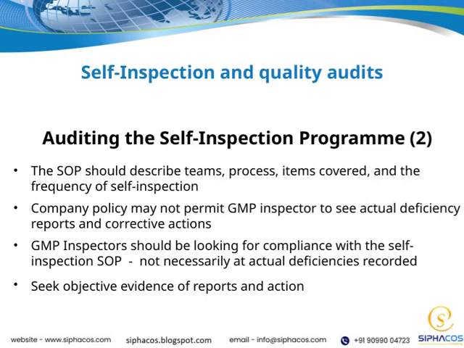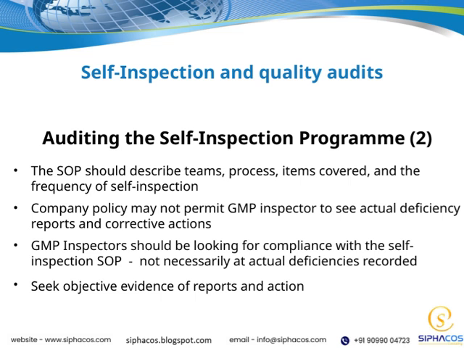It's important that the SOP clearly outlines who the teams are, what their processes involve, which items are covered during inspections, and how often these inspections should take place. This helps ensure consistency and thoroughness across the board. Keep in mind, company policy might restrict GMP inspectors from seeing actual deficiency reports and the details of corrective actions taken. So, inspectors need to focus on what they can observe and verify directly.